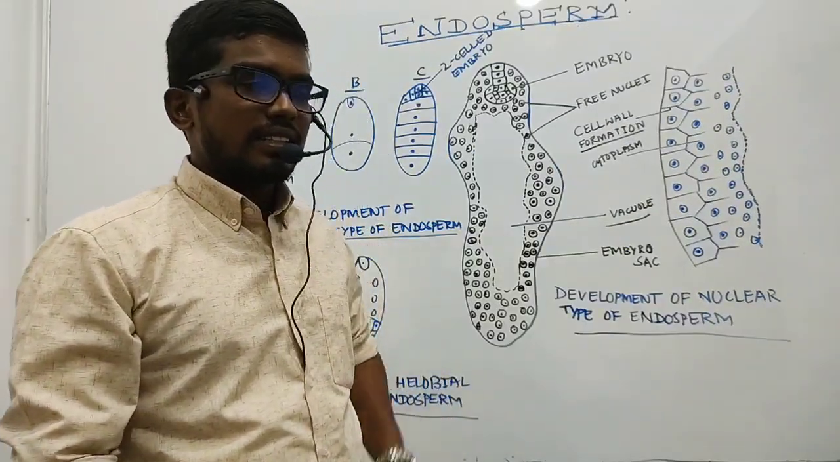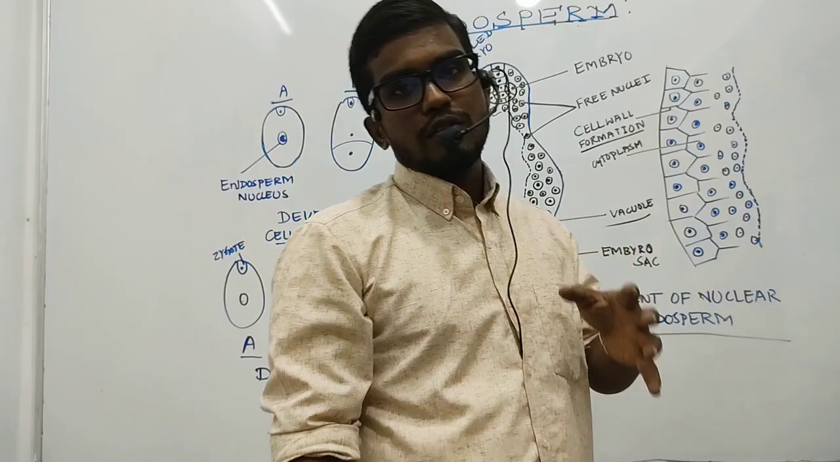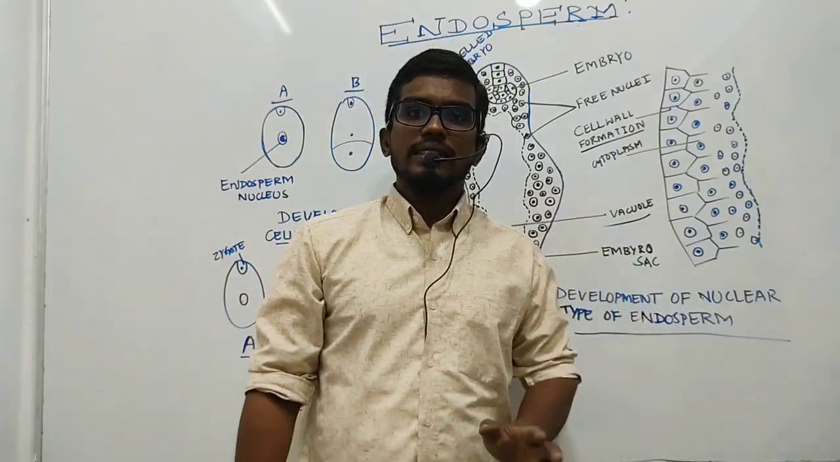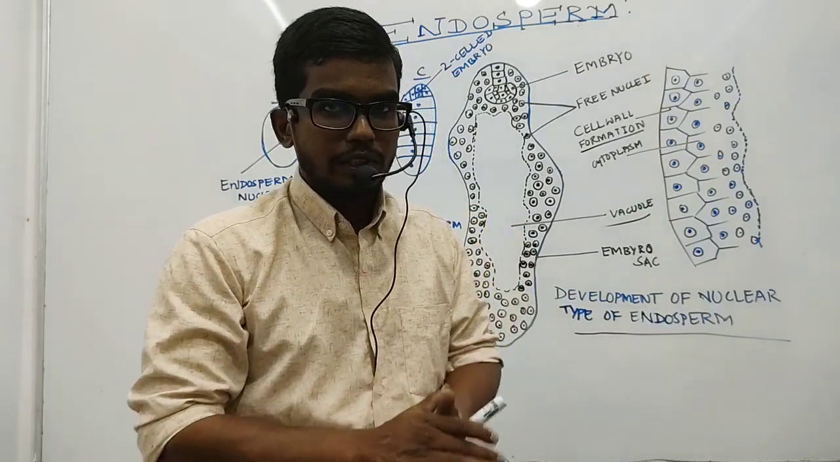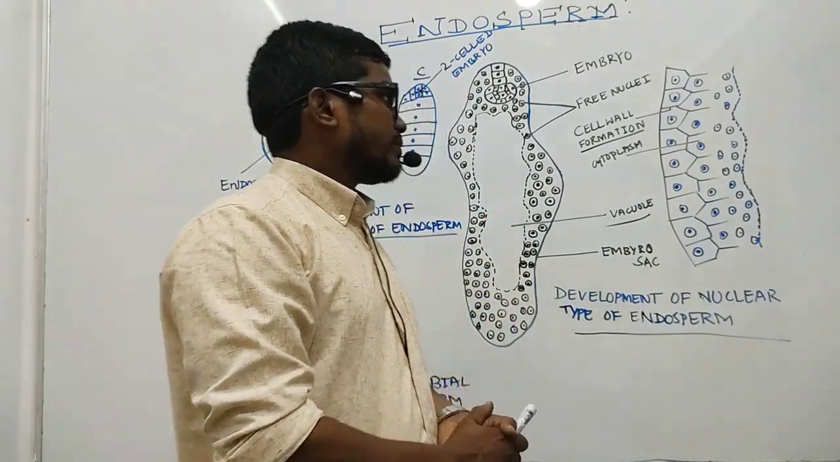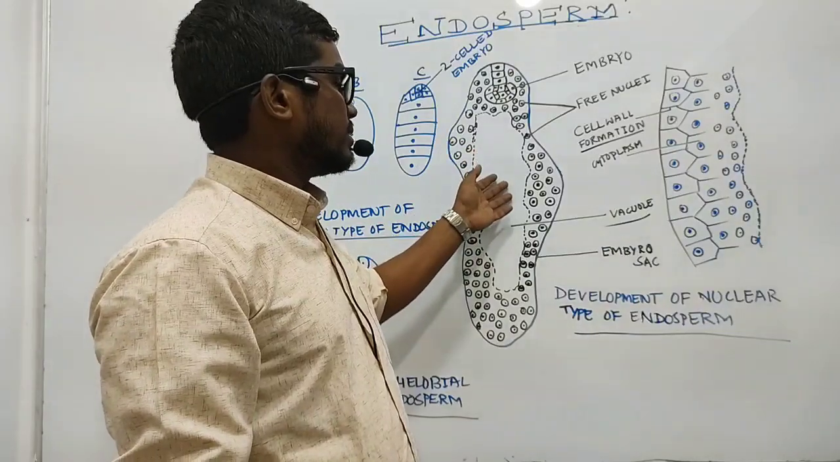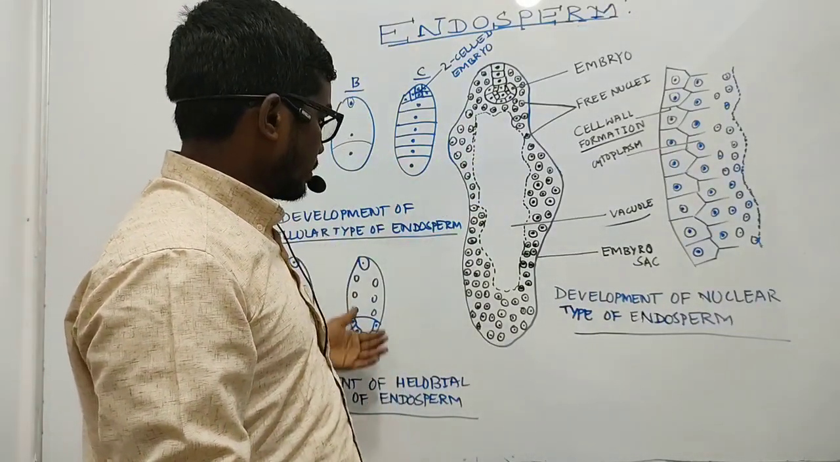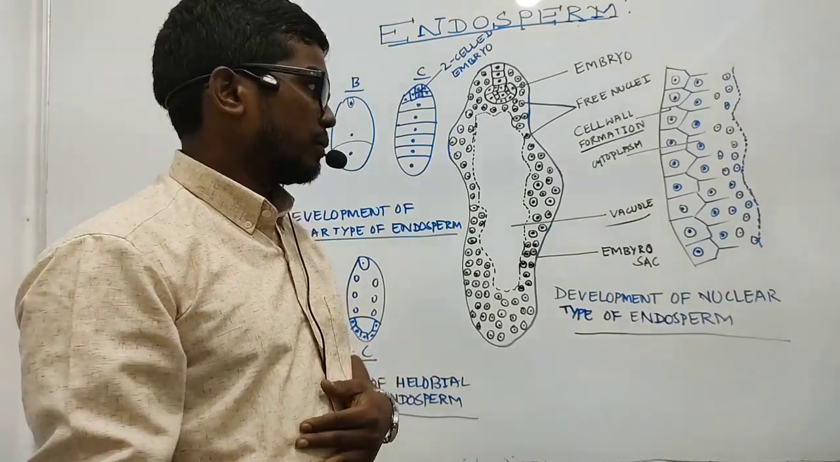Dear friends, next let us discuss about the types of endosperm. Just now we discussed how endosperm acts as the nutritive tissue for the development of embryo. Here we have three types. One we have here is the nuclear endosperm, then we have cellular endosperm development, followed by the helobial endosperm development.